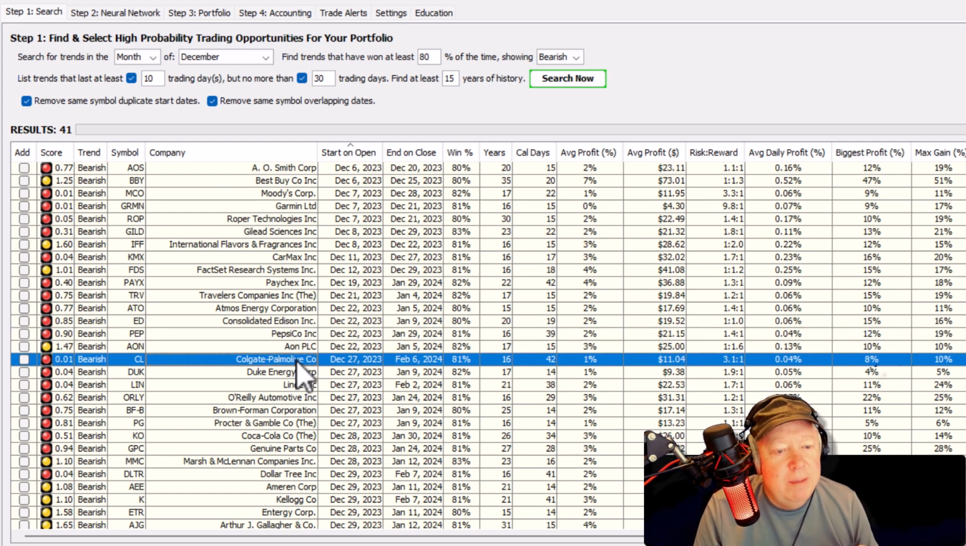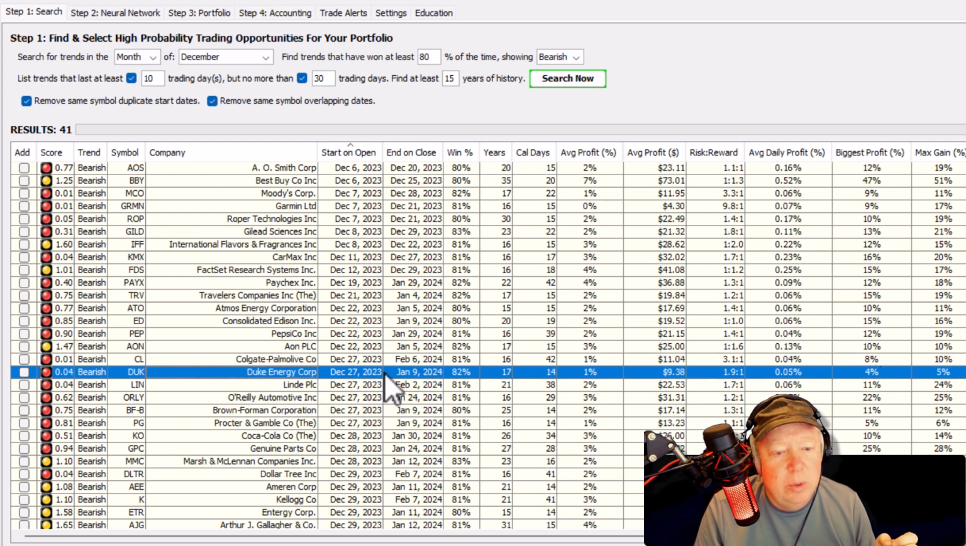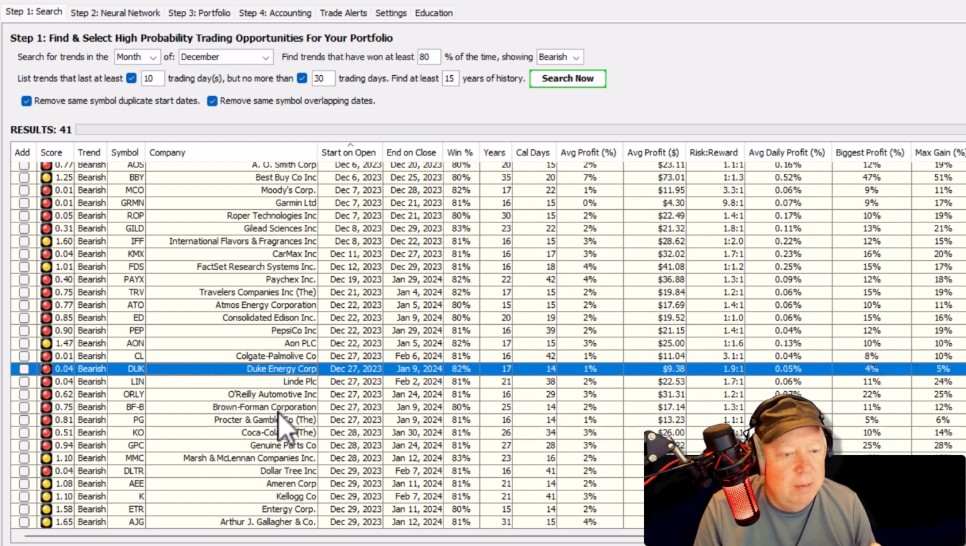Aon, we got Colgate-Palmolive. How many of you had that in your portfolio? December 27th to February 6th, 81% of the time over the last 16 years, that thing's lost money on average 1%. Get that bugger out of your portfolio by December 27th. Duke Energy, December 27th to January 9th, 82% of the time over the last 17 years, that dog's lost money. Okay, these dogs don't hunt, as old Scott Berry would say.